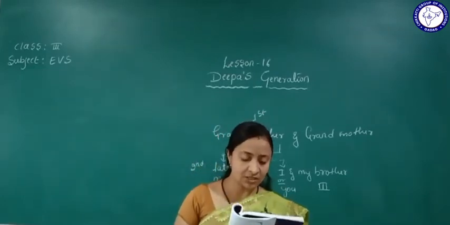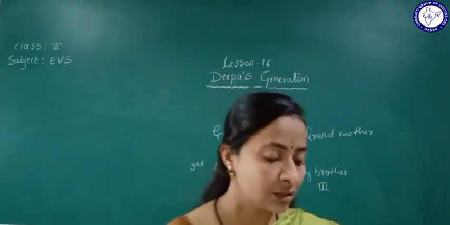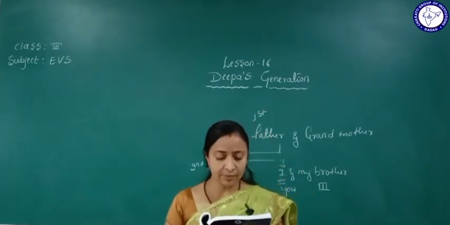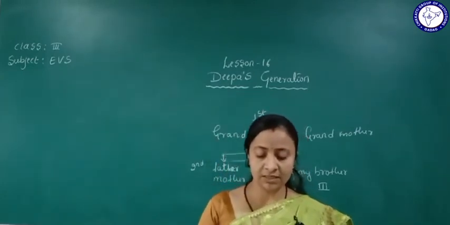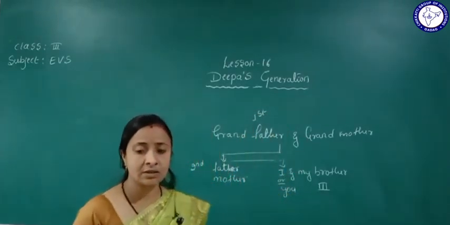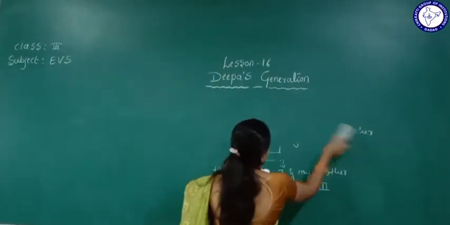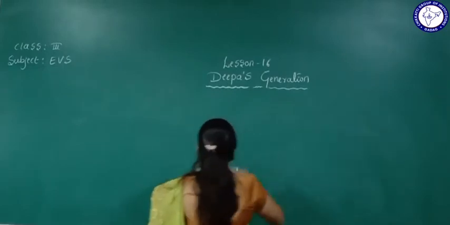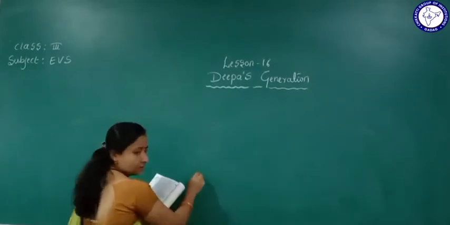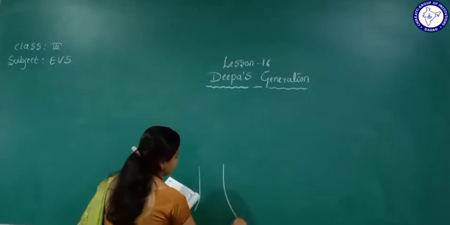The children reached home. Deepa asks, "Raju, you told me about the family tree. Please draw it and show me. Take this pencil and paper." So how can we draw a family tree? He draws and shows the family generations.